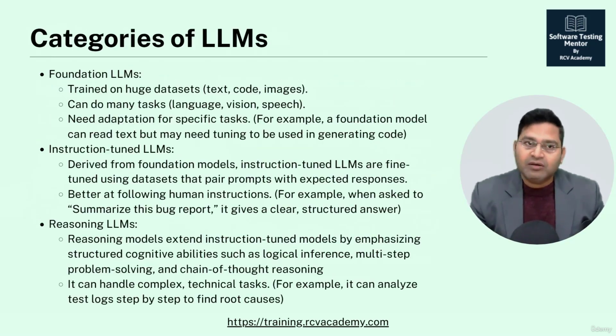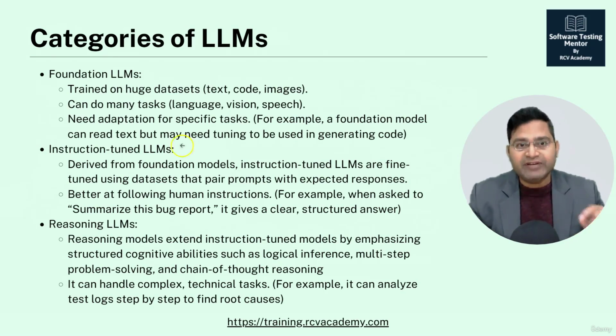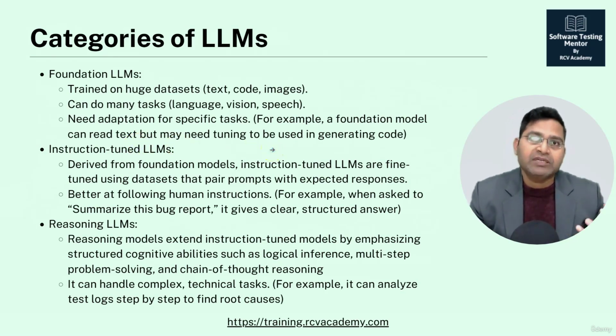Now, what are the categories of the LLMs? Foundational, instruction tuned, and reasoning. Based on these learning stages, you can categorize the LLMs according to the specific stage at which they have been trained. For example, foundation LLMs are trained on huge data sets, for example text, code, images. These can do many tasks, for example language, vision, speech, and need adaptation for a specific task. A foundation model can read text but may need tuning to be used in generating code.